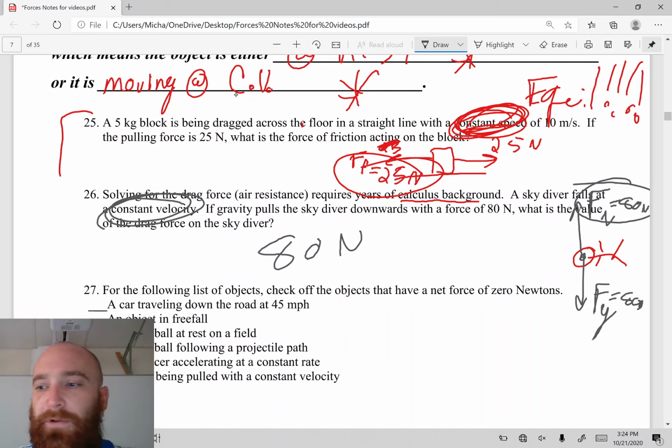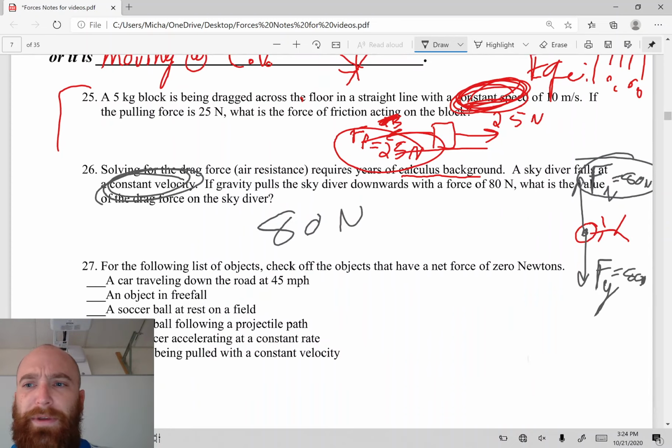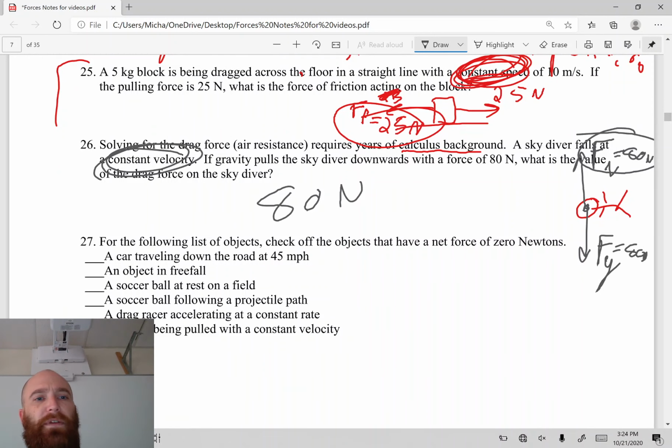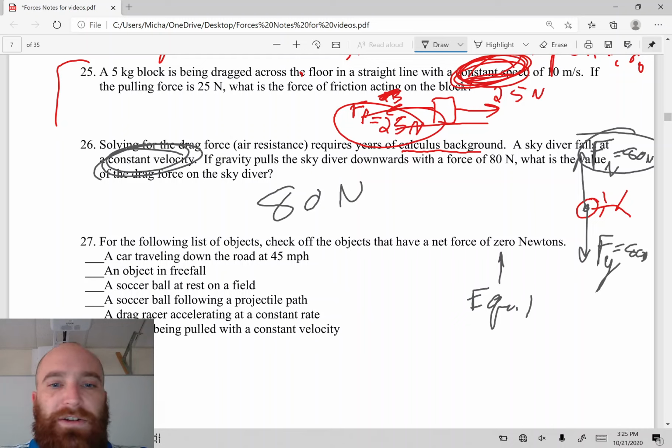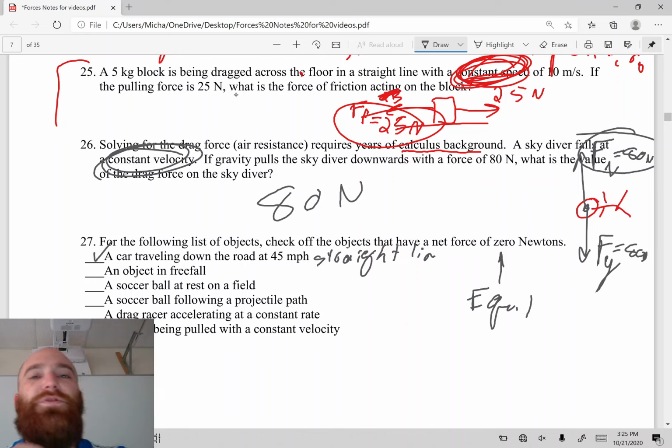So let's get a little more used to identifying objects in equilibrium because it's really one of the most important tools we have when we talk about forces. For the following list of objects, check off the objects that have a net force of 0 newtons, which remember means it's in equilibrium. Objects in equilibrium are either moving at a constant velocity or at rest. 27. For this first one, I wish I was a little more specific. In a straight line at constant speed. So I was trying to make this an object in equilibrium. I'll admit I could have been more specific there.